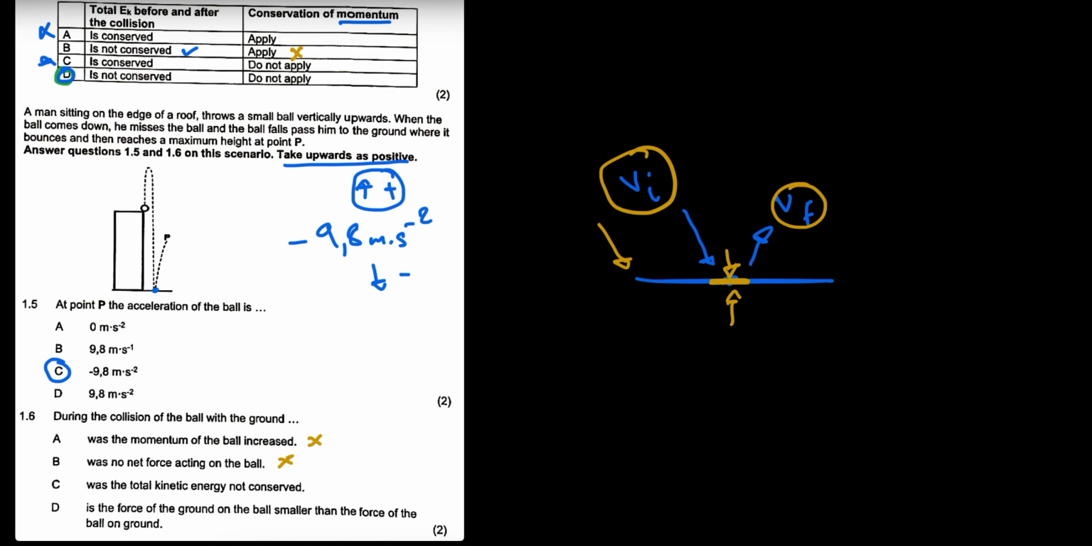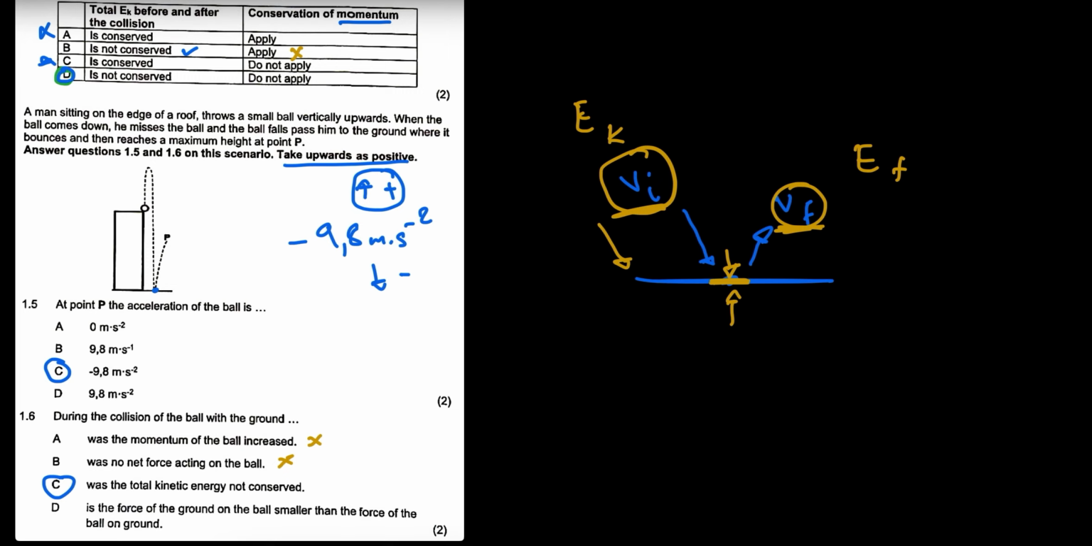So the next statement says, was the total kinetic energy not conserved? This statement is correct, because the kinetic energy initially is going to be higher since the velocity is higher, and then the kinetic energy after is going to be less, because the velocity will be less after the collision. So this statement is correct. The kinetic energy is not conserved. It's going to be different, because we have different velocities before contact and after contact. So that means number C is the correct answer.